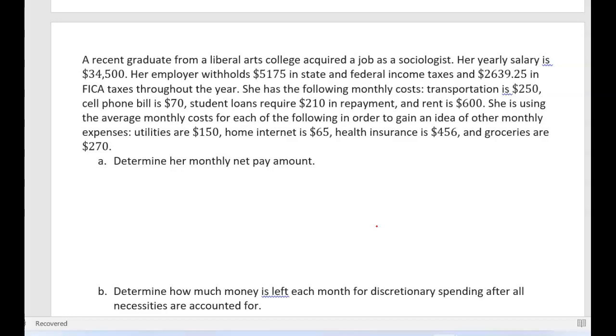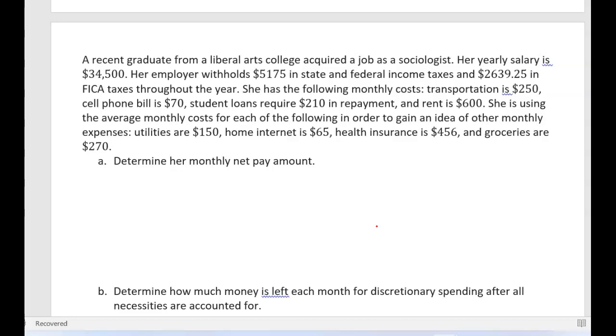Then she has the following monthly cost. Transportation is $250, cell phone bill is $70, student loans are $210, rent is $600. She's using the average monthly cost to gain an idea of her other expenses. Utilities at $150, home internet at $65, health insurance at $456, and groceries at $270.